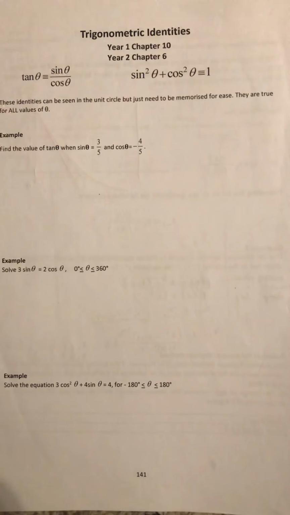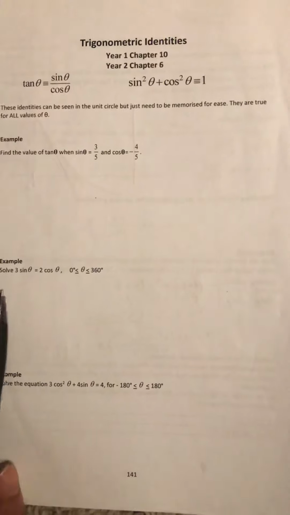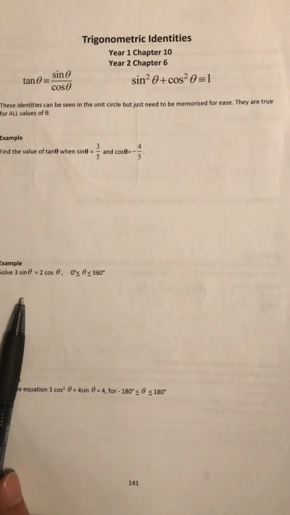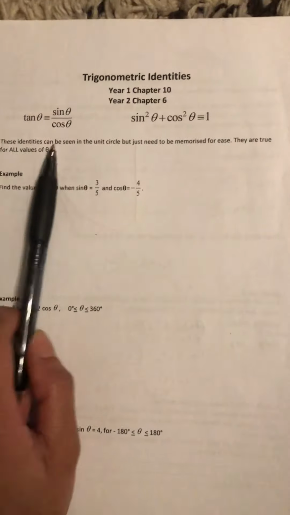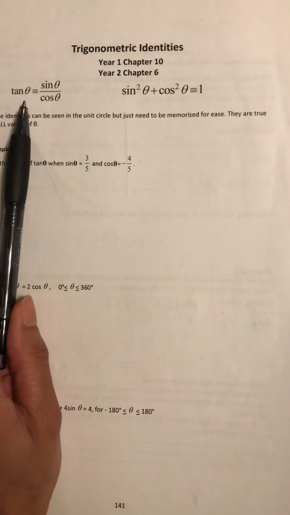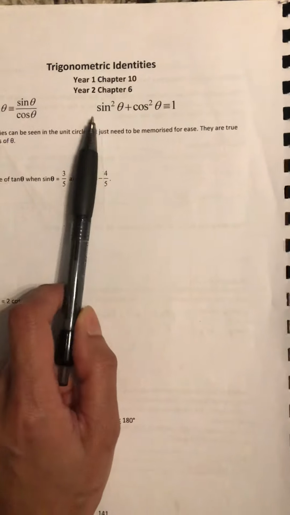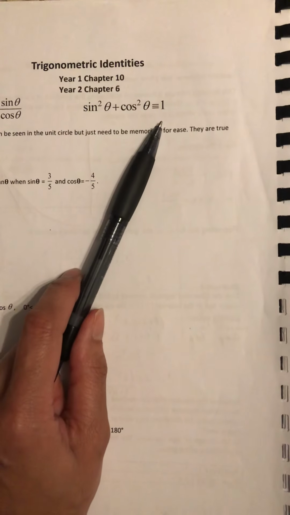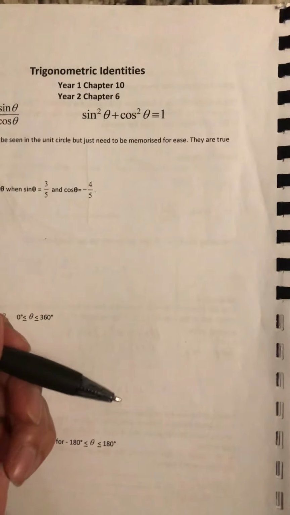Right guys, we are on page 141 of the notes. We've actually already done this about a month ago, but I just want to remind you of your trig identities. You've got tan theta is sine over cos. You've got sine squared plus cos squared equals 1. And if you remember, we rewrote these.